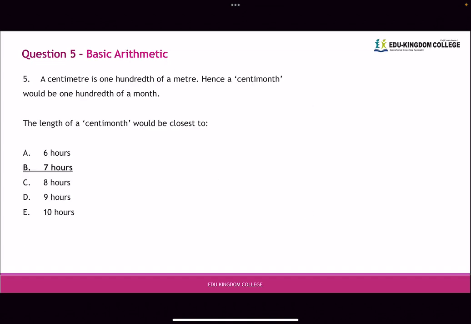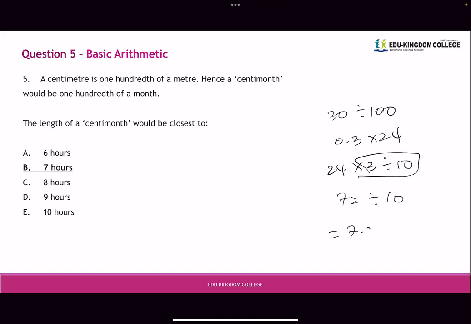Now, a centimonth. Let's say a month is around 30 days. It could be 31, but it's going to give you roughly the same answer. So 30 divided by 100, in terms of days, is going to be 0.3 days. Now, in a day, there are 24 hours, so let's find out how many hours there are. Quick maths again: I'm going to multiply by 3 and divide by 10, because that's the same as 0.3, but it's easier to do in my head that way. So 24 times 3 is 72, divided by 10 should give you 7.2 hours, which is closest to B.